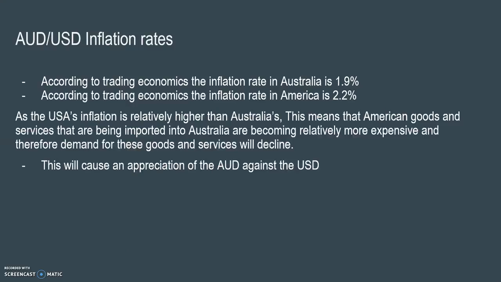As you can see, the American inflation rate of 2.2% is relatively higher than the Australian inflation rate of 1.9%. As the USA's inflation rate is relatively higher, this means that American goods and services that are being imported into Australia are becoming relatively more expensive, and therefore because of this, the demand for the goods and services will decline. As a consequence of this, there will be reduced demand for the US dollar on the FX market, as this is the equivalent to a reduction in the supply of Australian dollar on the FX market. We expect this to cause an appreciation of the Australian dollar against the US dollar.